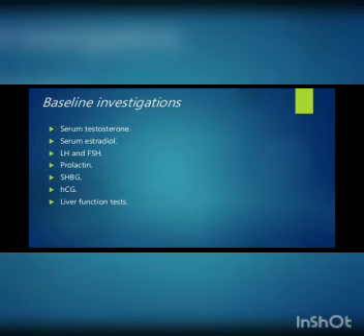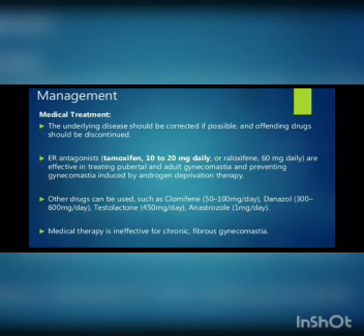Baseline investigations. What are the investigations that we do if our history or physical examination is not conclusive? So we will go for serum testosterone, serum estradiol, LH and FSH, that is luteinizing hormone and follicle stimulating hormone, prolactin, SHBG, HCG, human chorionic gonadotrophin, and the last one is liver function test.